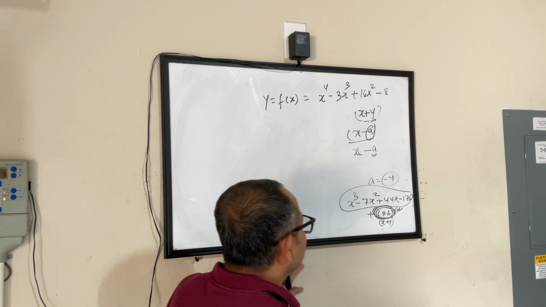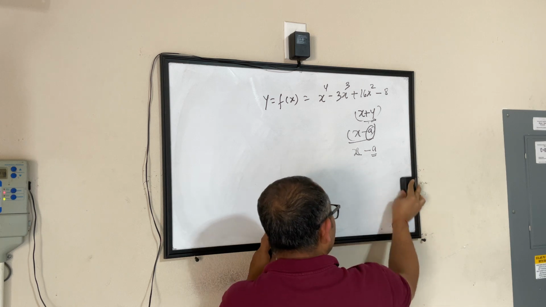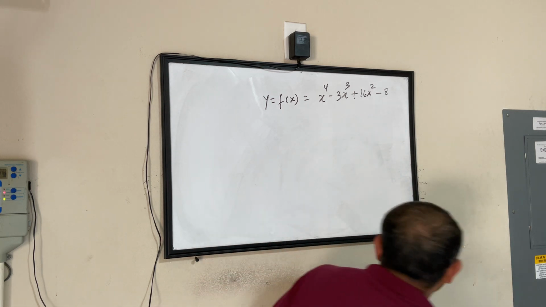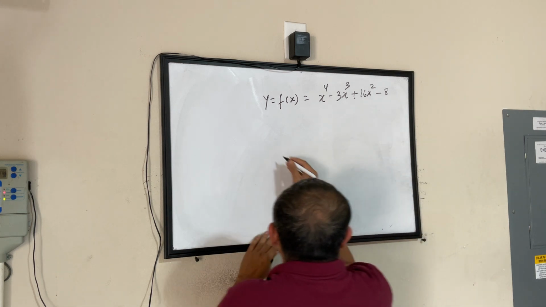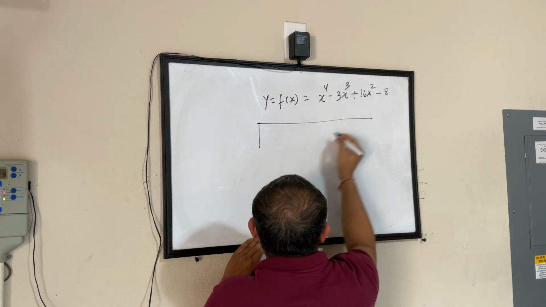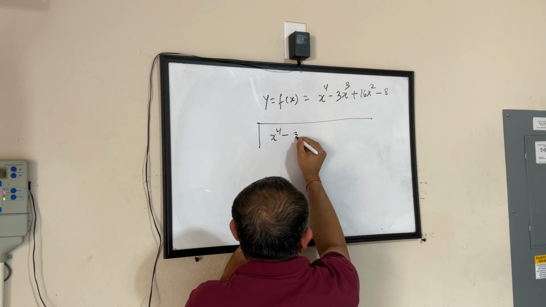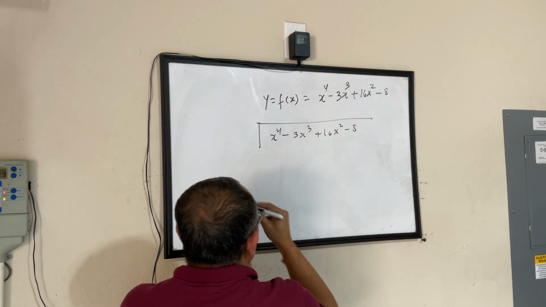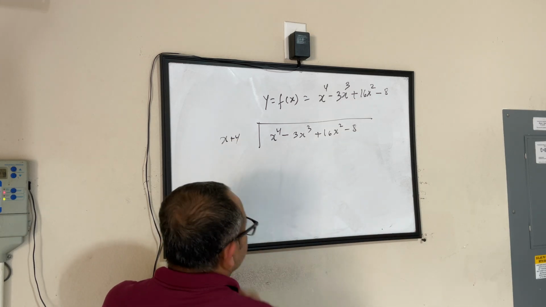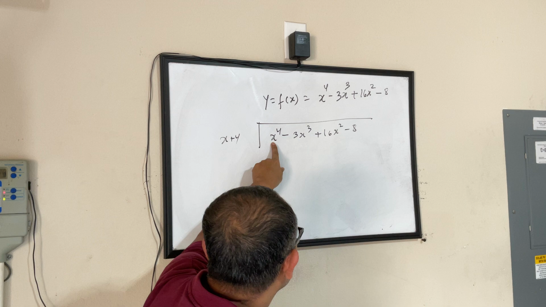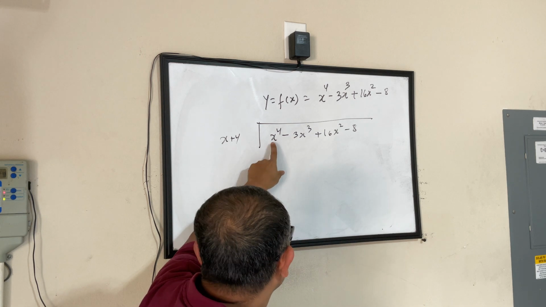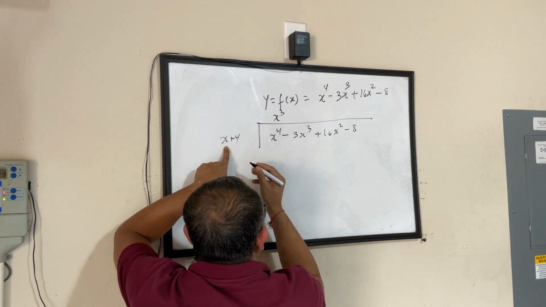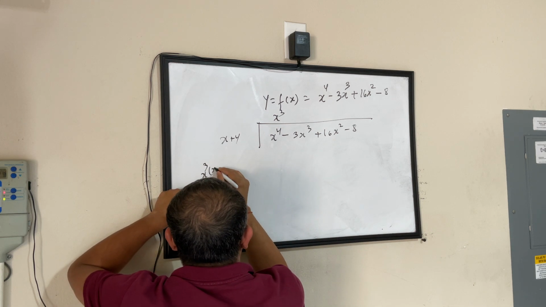But then let's try doing it, okay? Just to make sure that at least I'm not wrong as a teacher, right? So we are trying to divide this by x plus 4. Same baby steps. x to the 4 minus 3x cubed plus 16x squared minus 8. I'm trying to divide that by x plus 4. First thing is I have to get rid of this one, and the only way I can do it is by multiplying this by x cubed. So my first factor would be x cubed. So multiply this by x cubed.